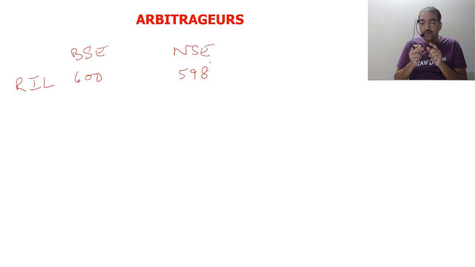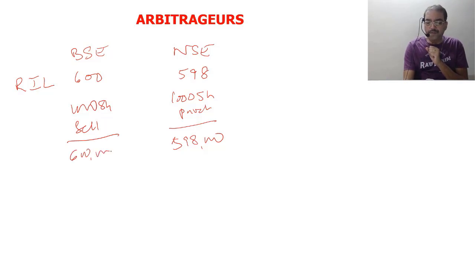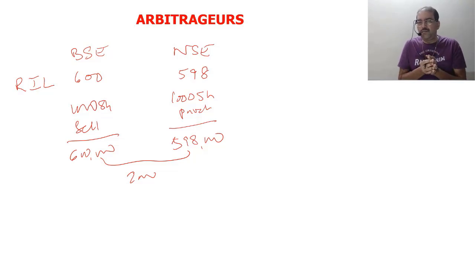What will I do? I'll purchase 1,000 shares at NSE. How much am I paying? 5,98,000. I will sell those same 1,000 shares immediately. How much will I get? 6 lakhs. How much profit did I make? 2,000. Did I invest in anything? Nothing. Even if I have to maintain a margin, I will maintain it. But at the end of the day, I made a profit of 2,000, and my margin also comes back.